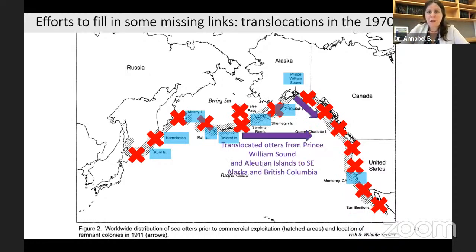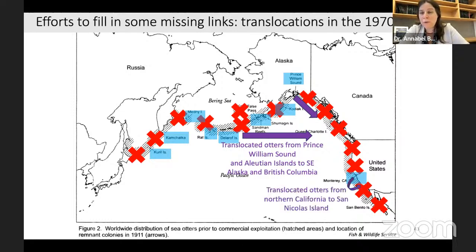There were attempts to repopulate sea otters in these areas in the 70s. Otters were translocated from Prince William Sound and the Aleutian Islands to fill in areas around Southeast Alaska and British Columbia. Those were very successful. Otters were also moved from the Monterey area down to San Nicolas Island in Southern California. So these were human-driven attempts to start to fill back in these missing links, and those have worked very well. But there are still some regions of the coast, particularly around Oregon and southern Washington, where there aren't any sea otters at all.